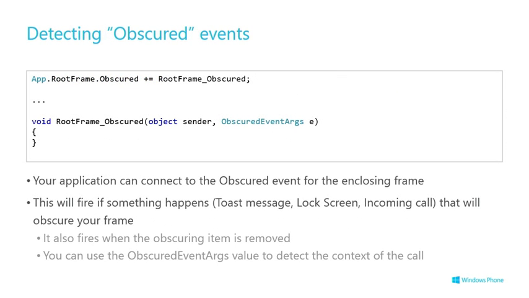Now, you may want to know, of course, when the lock screen has come up, because you could stop trying to update the UI, for example. You're still doing something in the background, and you get this root frame obscured event. So this is how you would detect that you're actually in an obscured state, and it fires whenever you get anything that obscures your UI, toast message, a lock screen, or an incoming call or something. So you can actually know when that is happening, and you can modify your application's behavior accordingly.